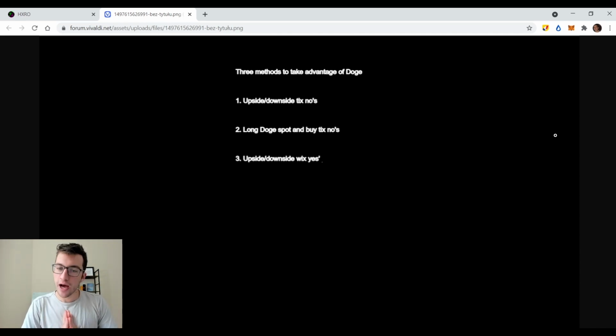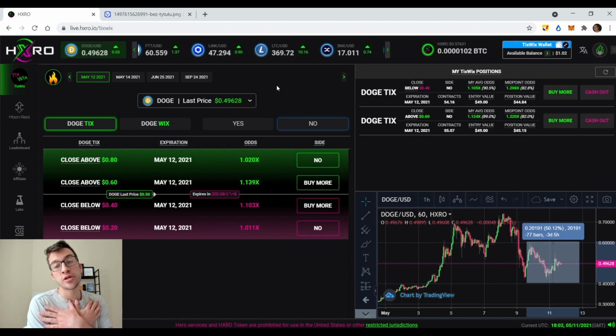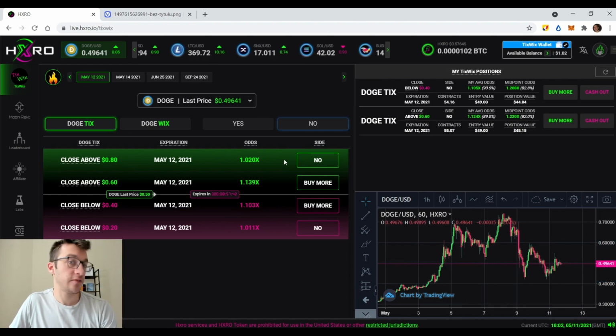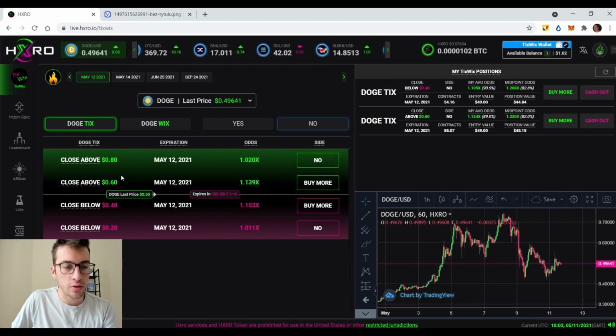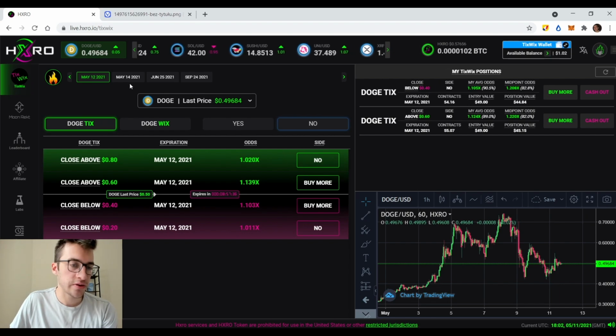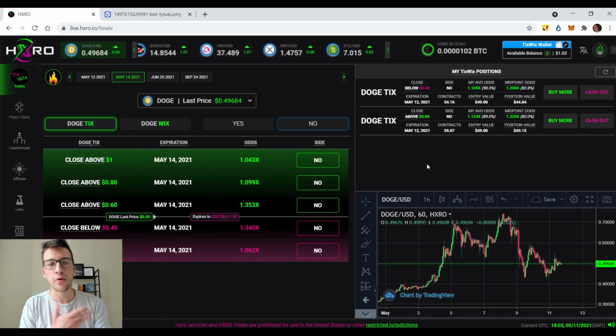Another one that I think is going to be pretty popular is where you buy Doge at spot and you buy ticks nose. This is how that works. Let's say that we go to ticks contracts, and we are long Doge spot right now. So we buy Doge spot at 50 cents. What I would then do is click no, it will not close above 60 cents, and also no, it will not close above 60 cents on the May 14th contract that expires in 2 hours. Why do I do this?